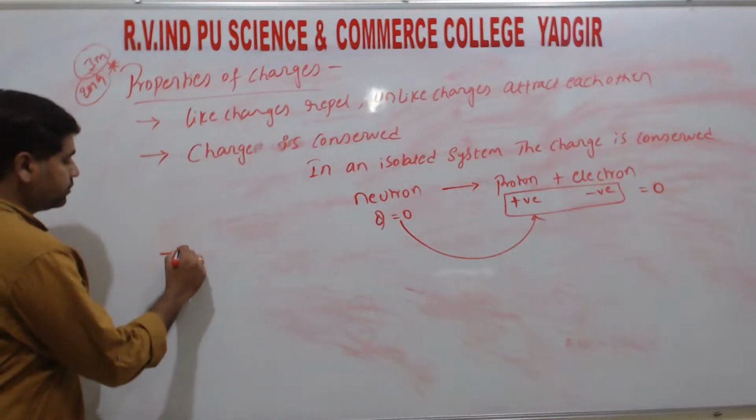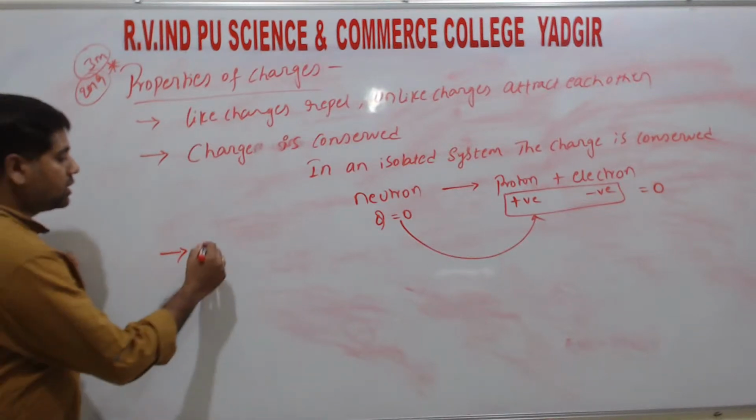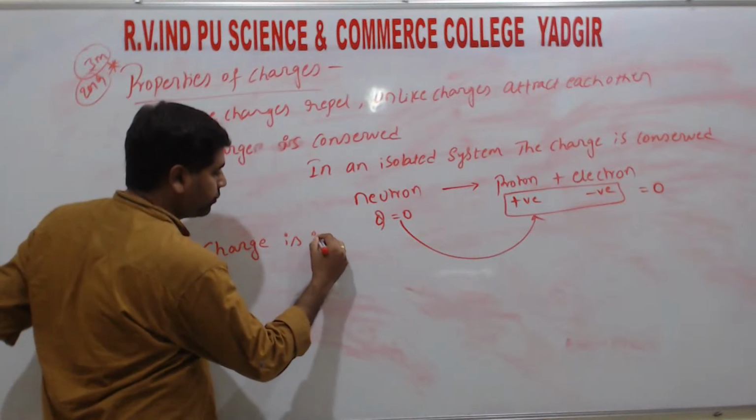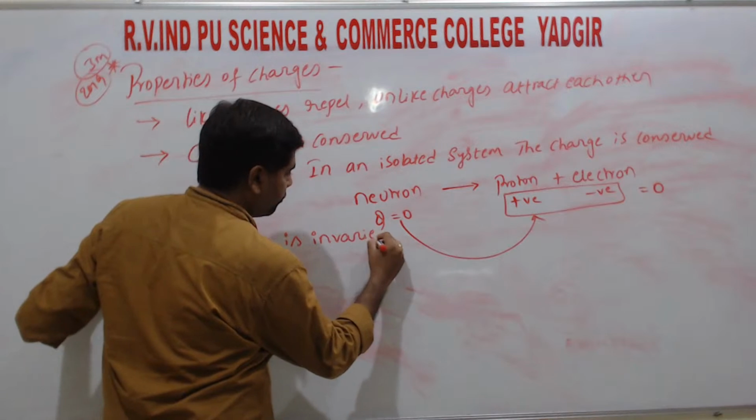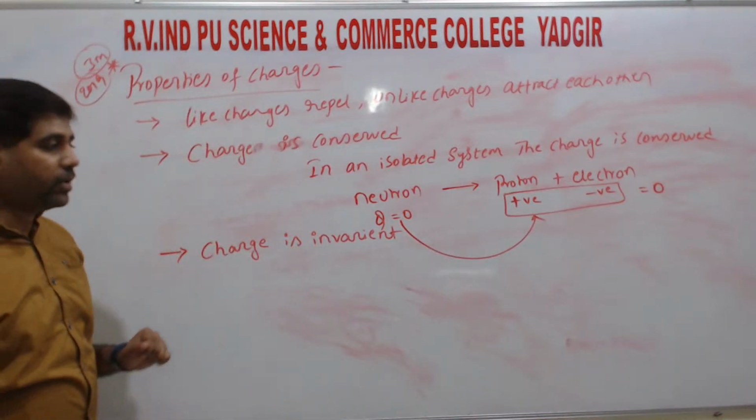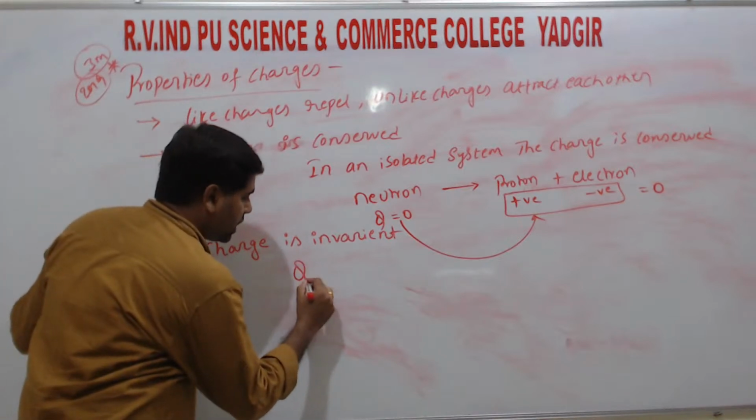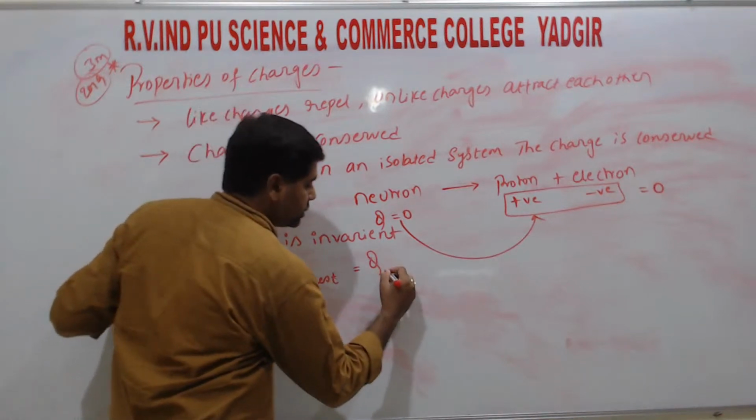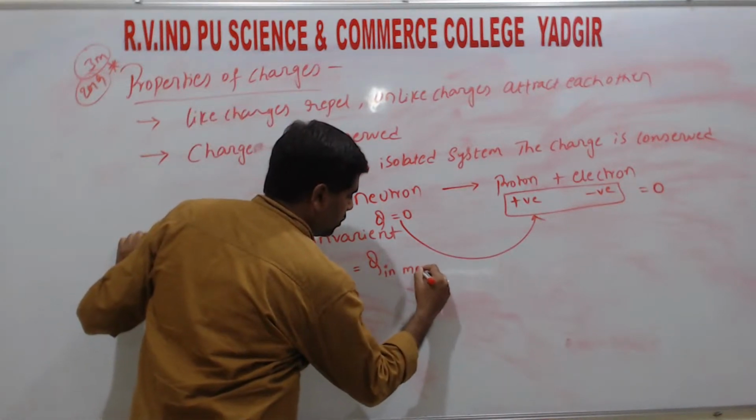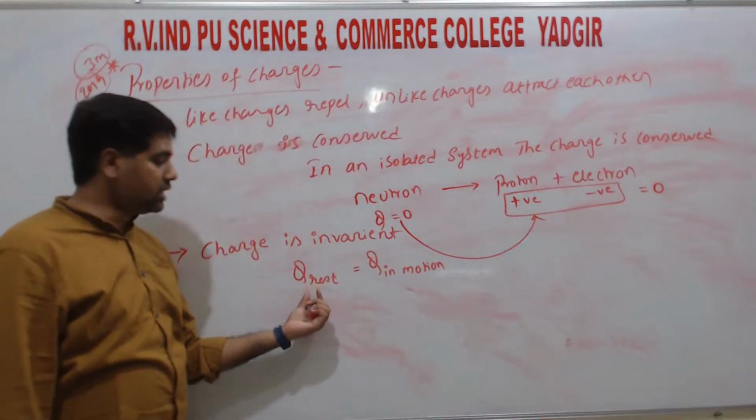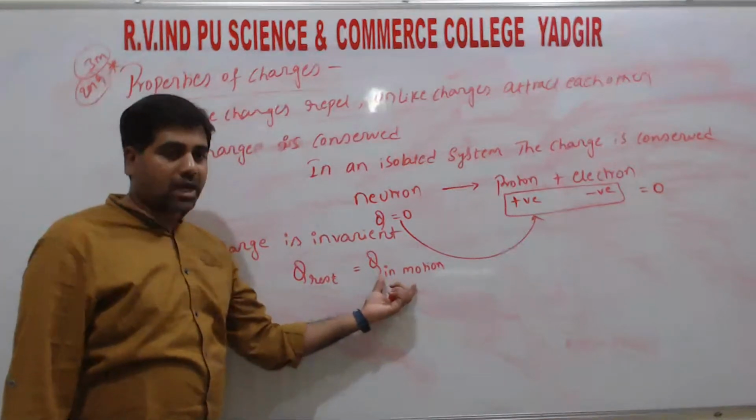So the next property: charge is invariant. That means charge at rest is equal to charge in motion. That means the value of the charge will not alter whether the charge is at rest or in motion.